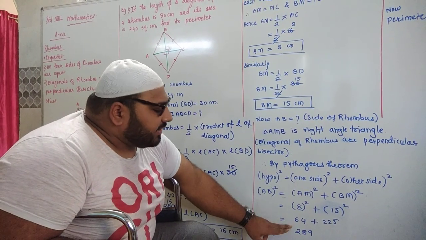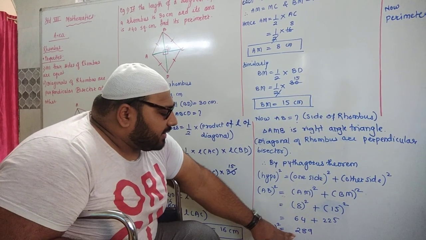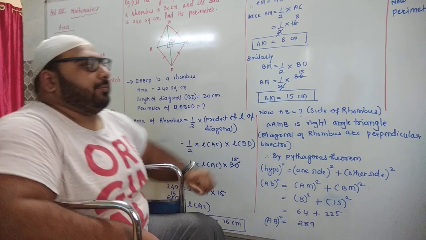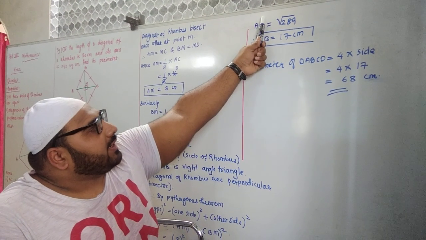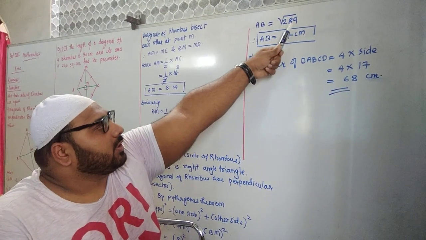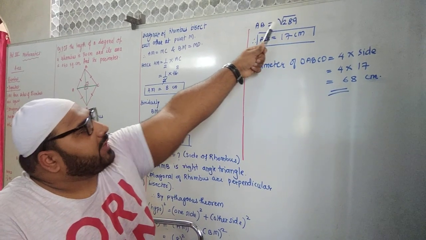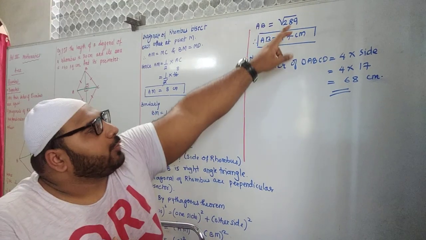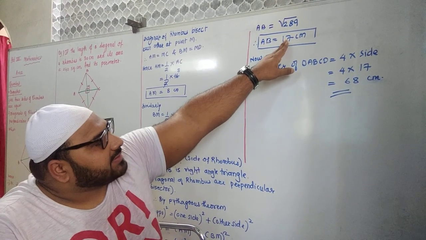The square of 8 is 64. The square of 15 is 225. After adding this, we get 289. So AB square is equal to 289. Now for AB, there was a square here. I removed the square and I put this 289 under root. If you don't want the square, we can convert this under root. So now we have root 289. So what is the square root of 289? It is 17. So we got the length of AB as 17.